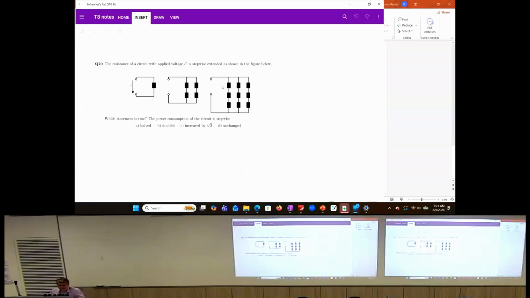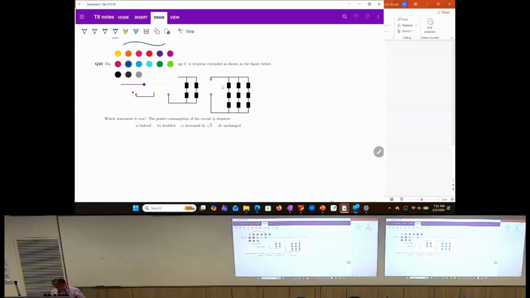And now the quick question is, what statement is true? The power consumption of the circuit is stepwise halved, doubled, increased by a factor square root of 2, or unchanged. And we can quickly take a look at that by denoting this here as our first, second, and third step.